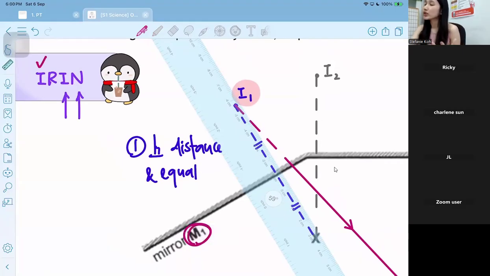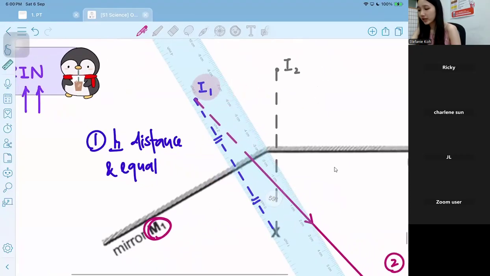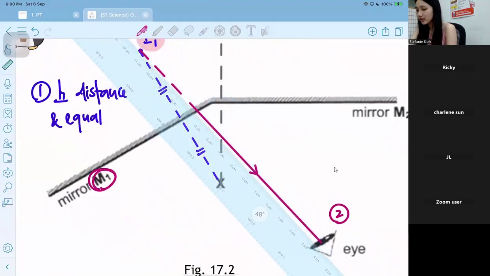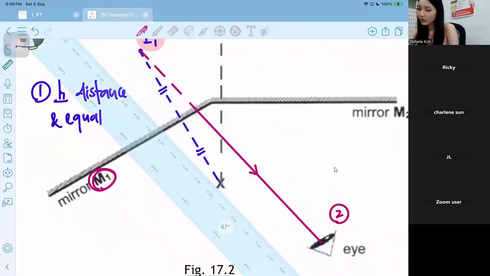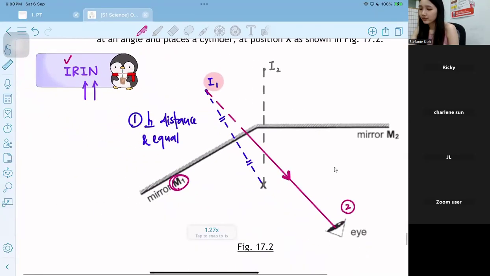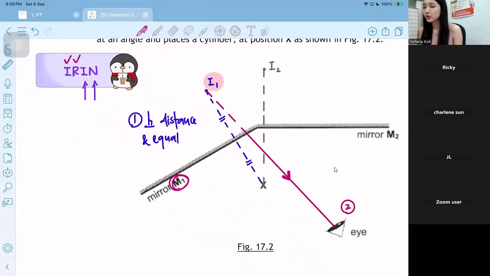Second step is always to draw your reflected ray from the image straight into the eyes, dotted line inside. When you come out of the mirror, draw a bold line with an arrow indicating the direction. Okay, step 1 and 2 done. Now, I just need you to complete the other 2 steps.